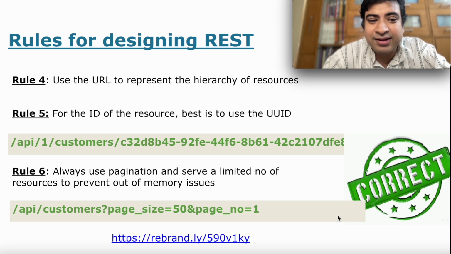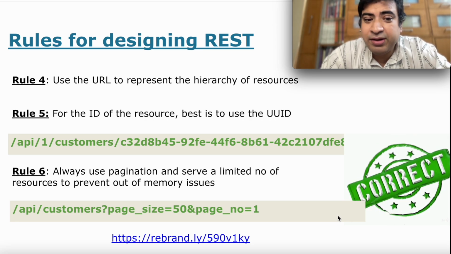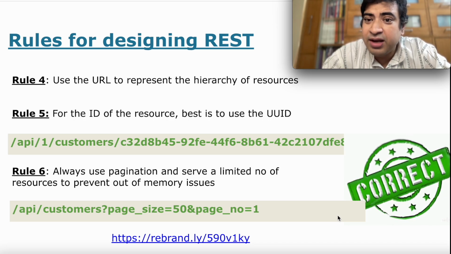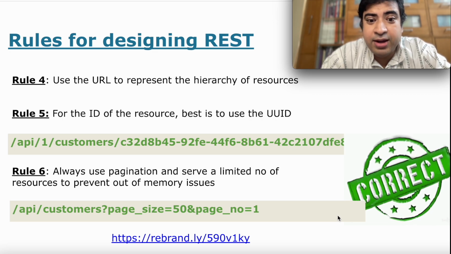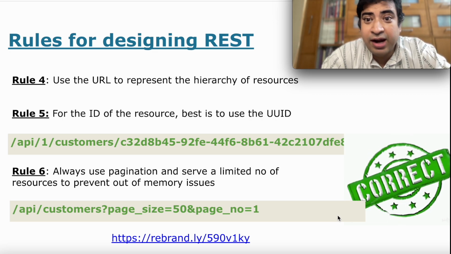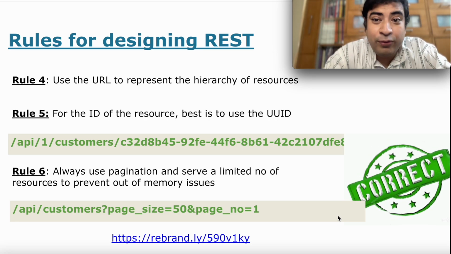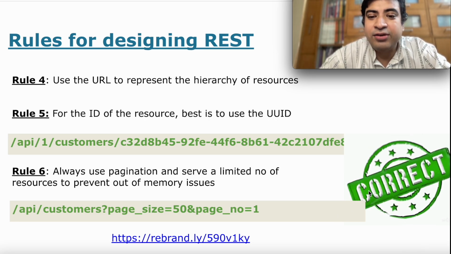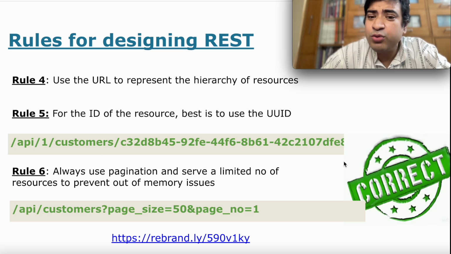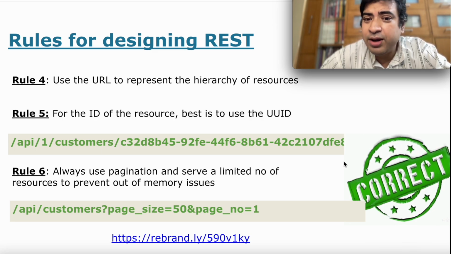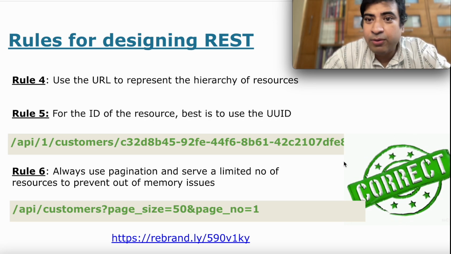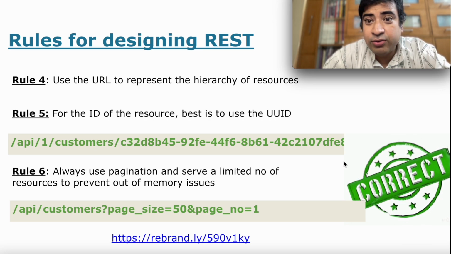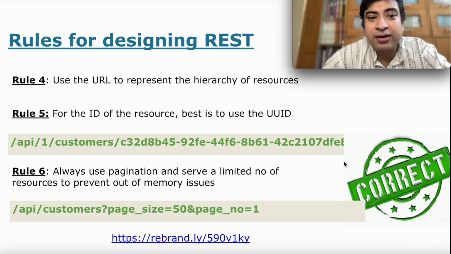And rule number 6 is it is always better to use some kind of pagination so that we always serve a limited number of resources, because maybe we do not know if for a particular query the resource size is 1 million, then it will crash both the server and the client. So it is always better to restrict the size of the resources. So these are the main rules that we should follow in designing our REST endpoints, so that people will understand that it's from a professional developer, and will also be able to easily use that.